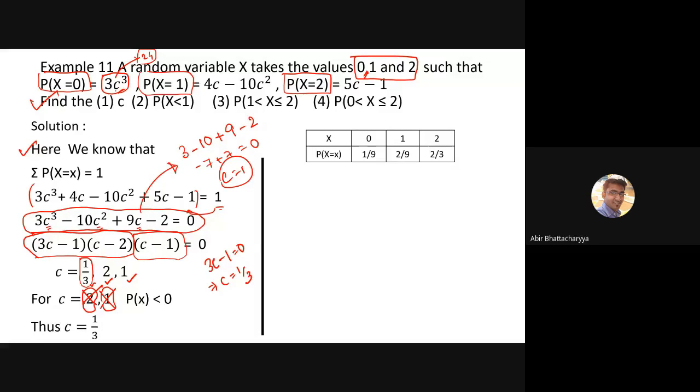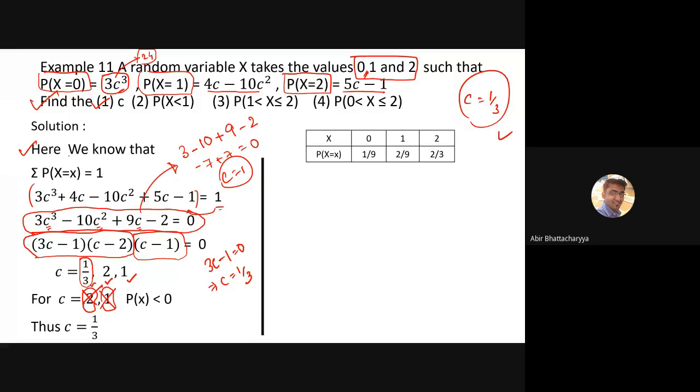Yes, I will get probability between 0 and 1. Even here also between 0 and 1, even here also, in between 0 and 1. That means C equals 1 by 3 is the correct answer. Okay, so what is the answer? C equals 1 by 3.